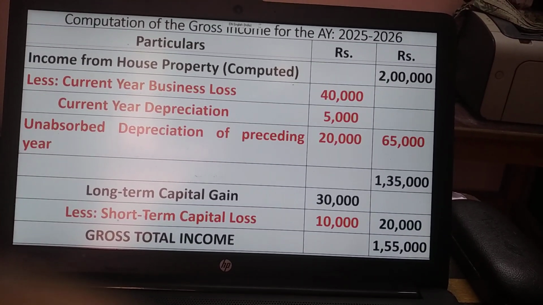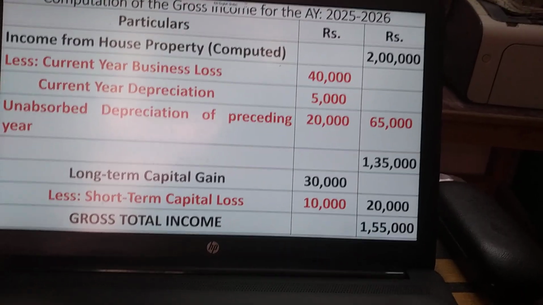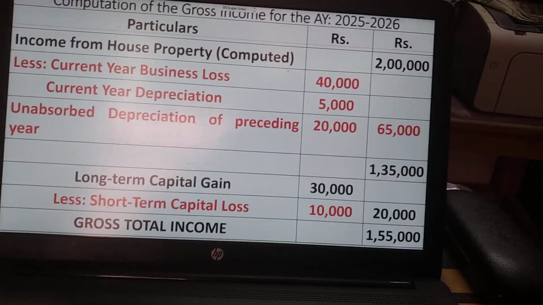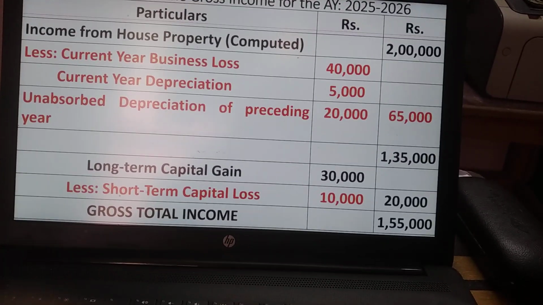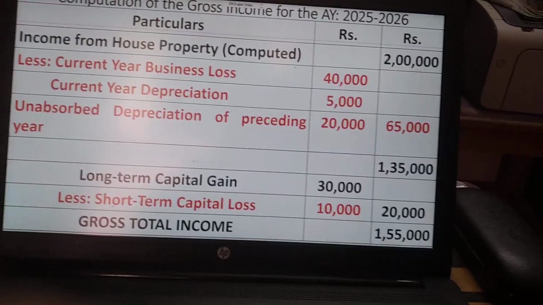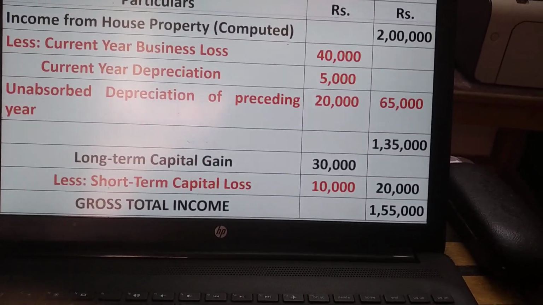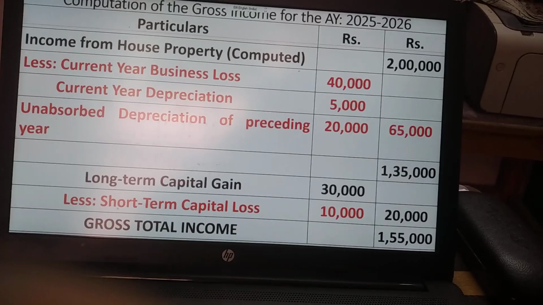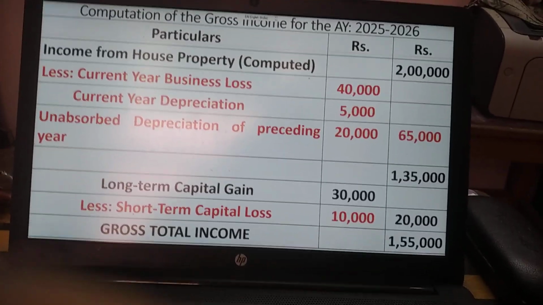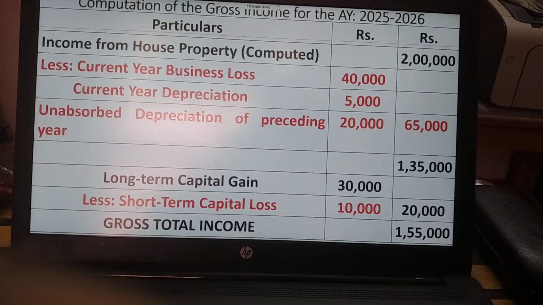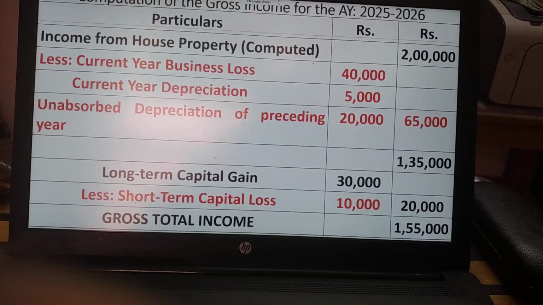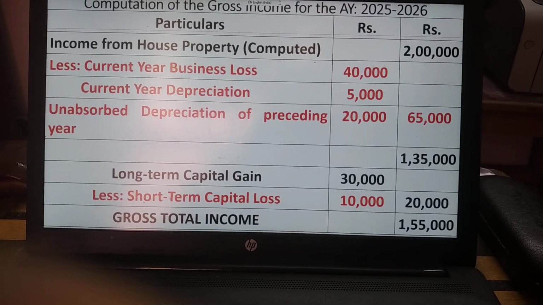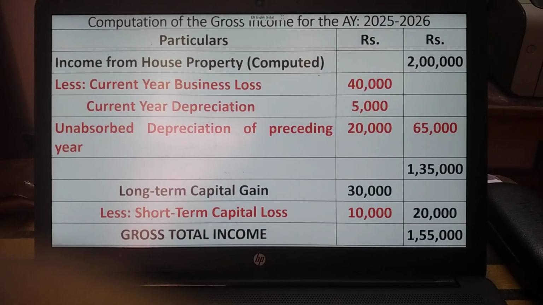So preceding year business loss cannot be used here. Here there is no business income, right? As far as this particular problem is concerned, there is only business loss that we have set off against the house property income. So there is no more business income. So you cannot set off the preceding year business loss against any income. You have to carry forward, and then you have to finally set off against the same head of income, that is the business income only. Hope I made you clear. Just take a screenshot.